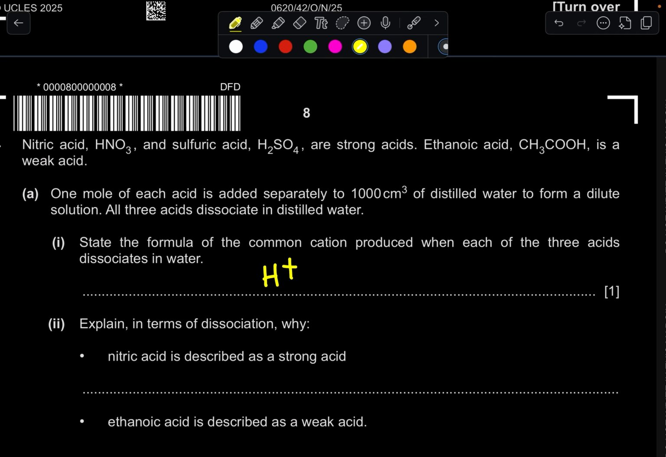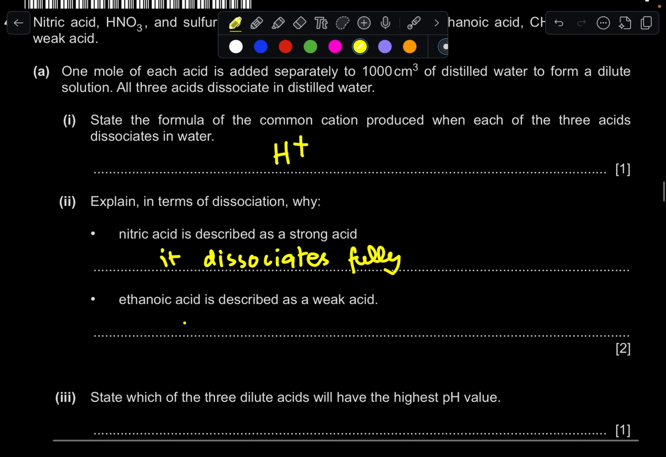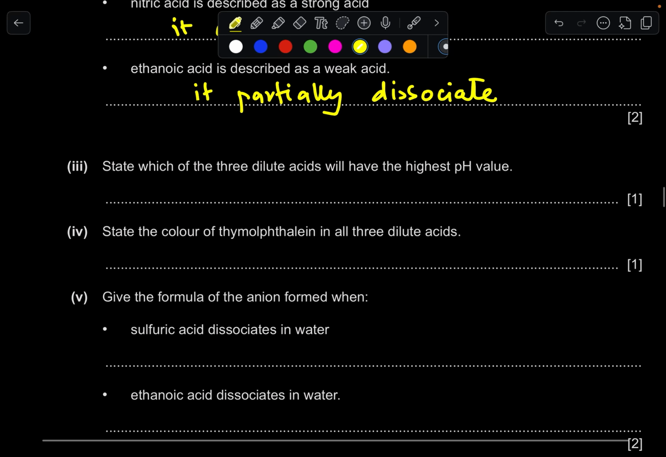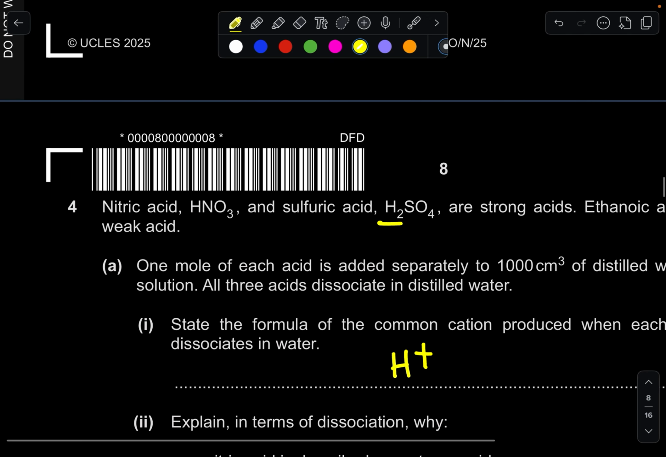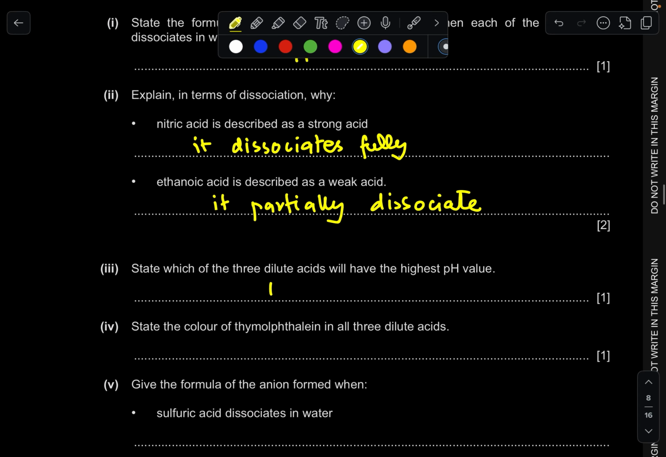Explain in terms of dissociation why nitric acid is a strong acid. It dissociates fully, right? And ethanoic acid is a weak acid. We're going to say it partially dissociates, meaning not all of it is going to give you H plus ions. State which of the 3 dilute acids will have the lowest pH. Obviously sulfuric acid, because it gives 2 protons. HNO3 only gives 1 H plus ion per mole, but 1 mole of H2SO4 is going to give 2 moles of H plus ions because of this 2 here. So we're going to say H2SO4.